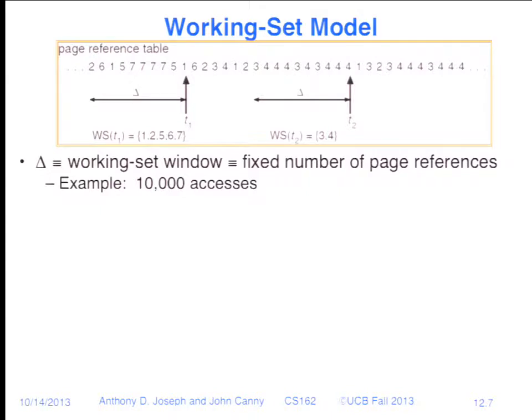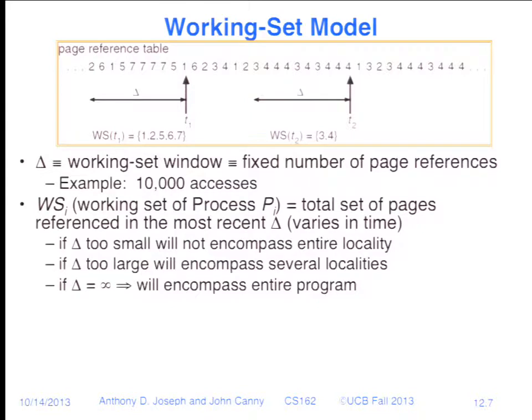There's arguments you can make to define it in terms of a time window because that's going to affect the paging behavior. But one way or another, it's defined somehow either related to references or absolute time. But let's say it's 10,000 accesses. Then we can define a working set for process i, WS_i, as the total set of pages referenced, let's say, in the most recent window of that time. So the idea is to somehow have it map well onto that picture that we looked at.